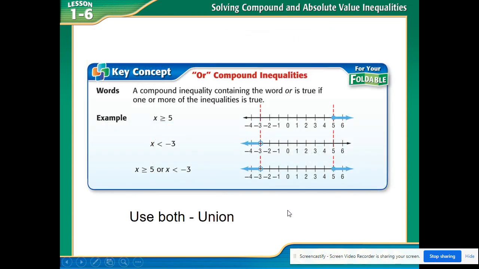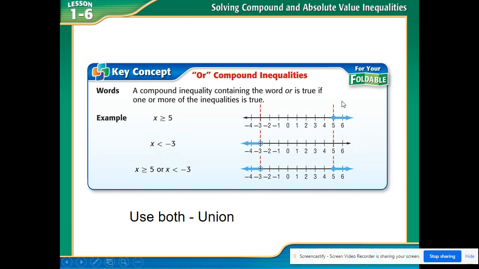Now let's talk about an or. An or is we use both of them. It's a union, two coming togethers. A union typically represents like a marriage or something of that nature. So we want to go ahead and combine them both together.